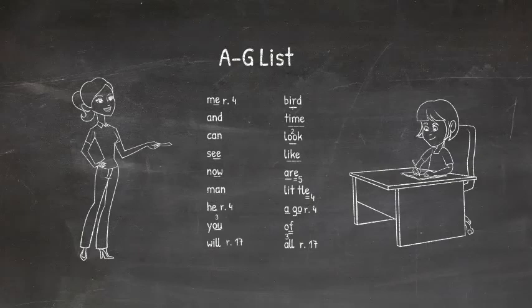of, all. All of, a go, little, are, like, look, time, bird, will, you, he, man, now, see, can, and me. And that's how a dictation lesson would go.